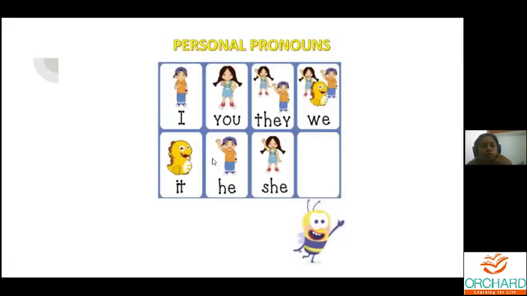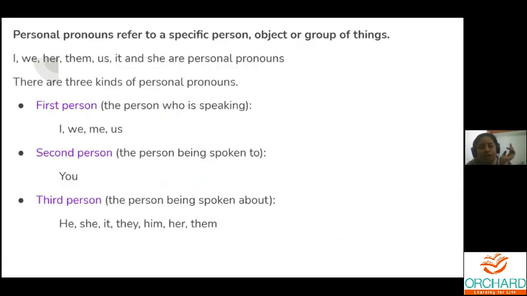Okay? So personal pronouns we have seen: I, you, we, it, he, they, she. First person, the person who is speaking: I, me, we, us. Second person, whom we are speaking to: you. And third person is whom we are speaking about: he, she, it, they, him, her. These are all third person. These all come under personal pronouns which refer to a specific person or object or group of things.